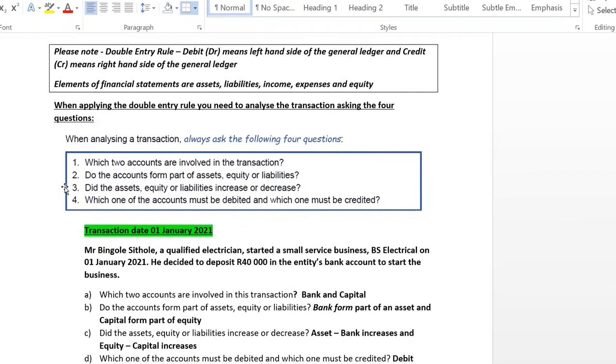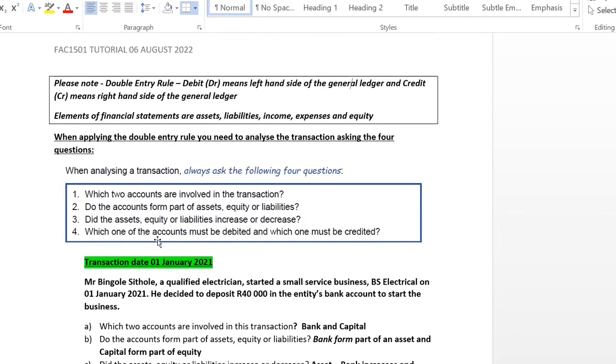So now, guys, let's continue. I'm going to do point number 4. Number 4 is which one of the accounts must be debited and which one of the accounts must be credited. So now we are in the example of Waltons.